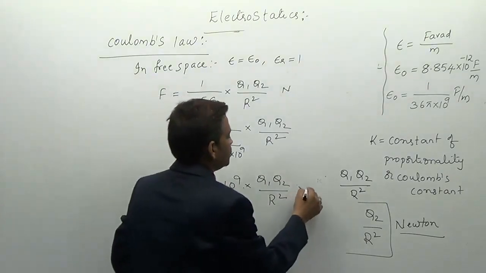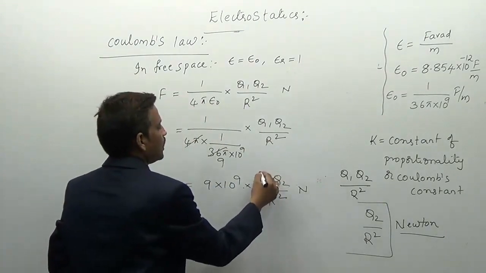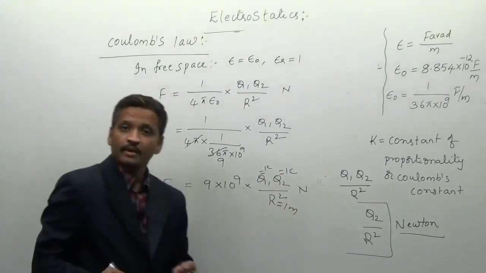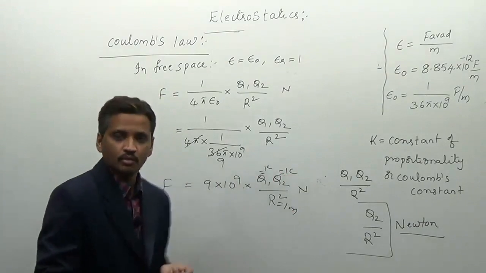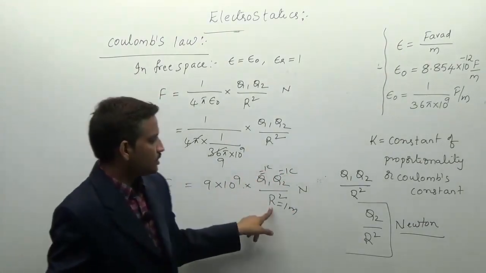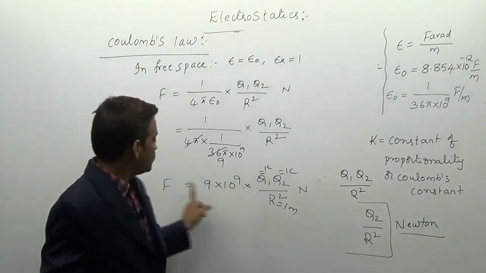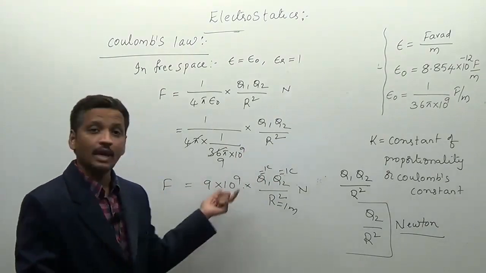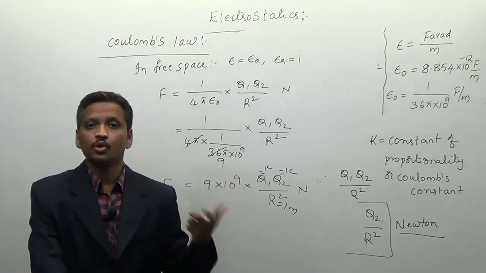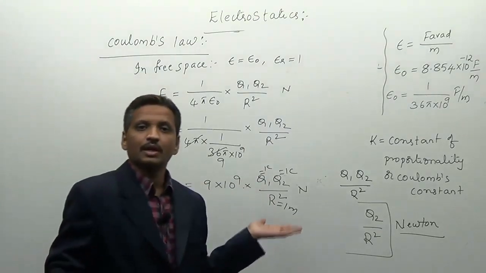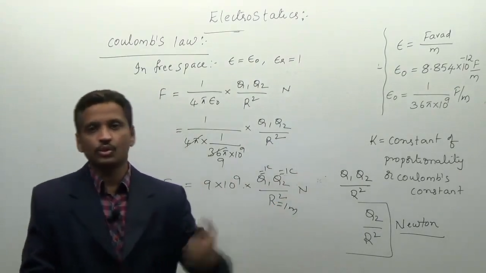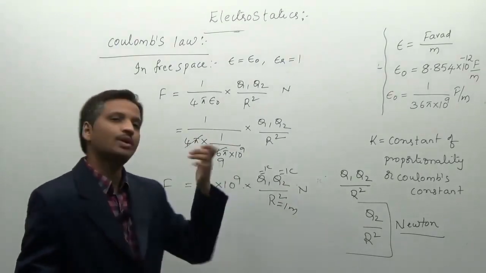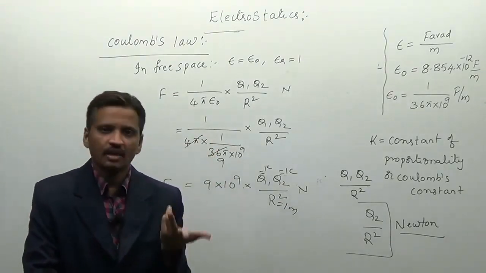Suppose, for example, the two charges Q1 and Q2 are equal to 1 coulomb each, and R equal to 1 meter, that means plus 1 and plus 1 coulombs. This is going to become 1 into 1, and the distance between them is 1 meter. Then the force of repulsion between those two point charges will be 9 into 10 to the power of 9 newtons. That means it is almost equal to 900 crores newtons. That means a very huge amount of force of repulsion between those two charges, even though it looks like 1 coulomb and 1 coulomb of charge, which seems very small.